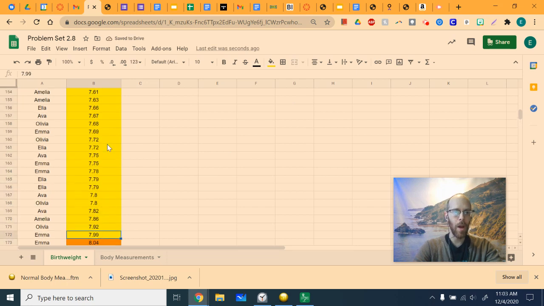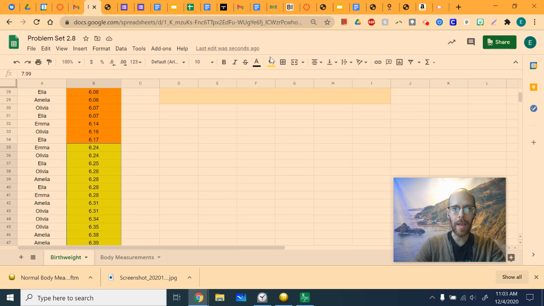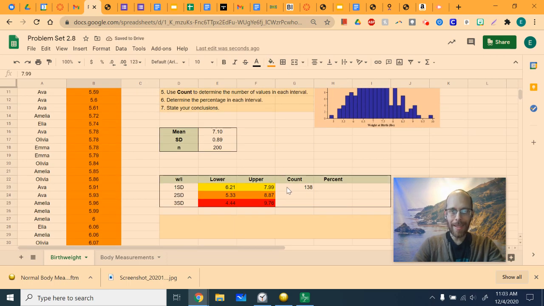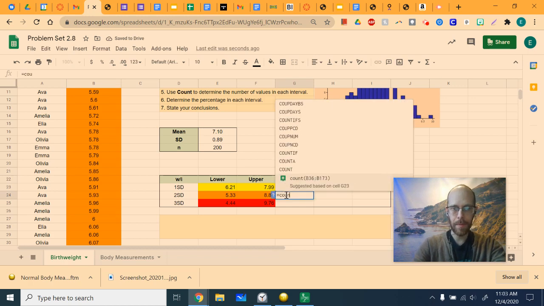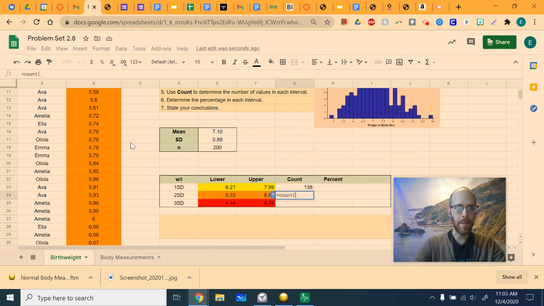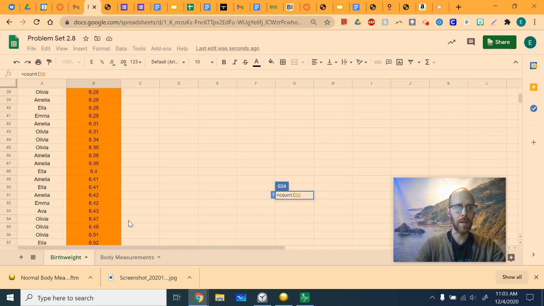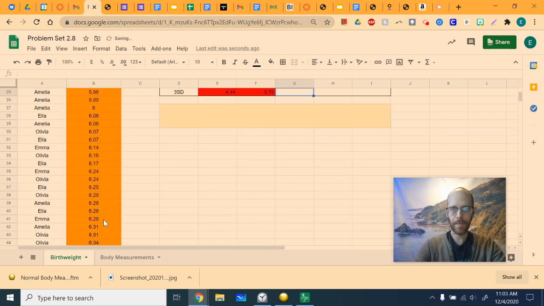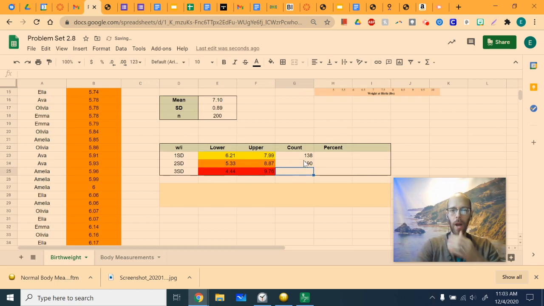Keep in mind that all of these yellow babies are also in the orange interval, right? So when I do the count here, I'm going to go all the way from this number to this number. So 190 of our babies are within 2 standard deviations.